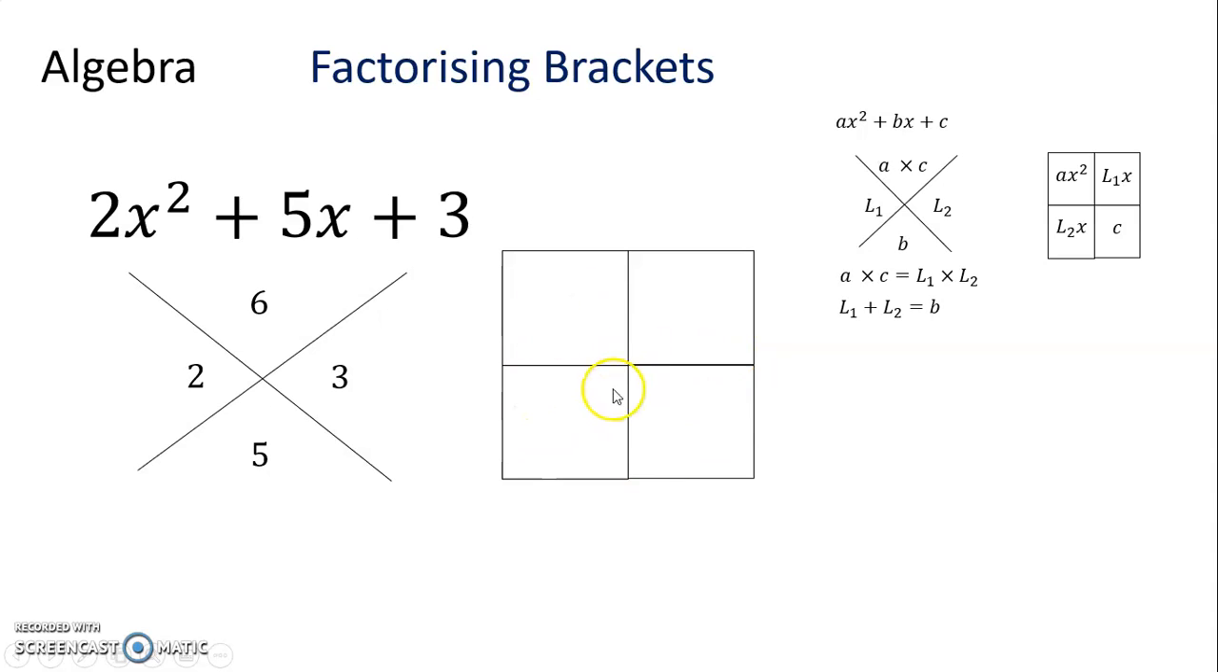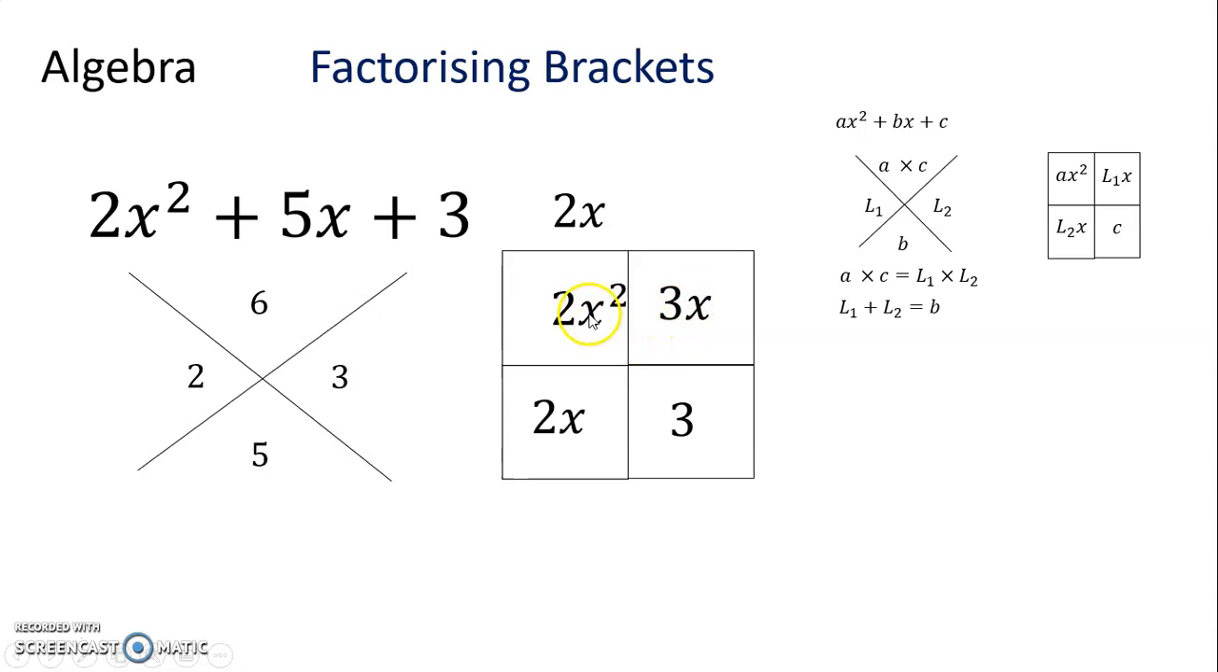So now I'm going to fill in my box. This time I'm going to have 2x squared here, and I'm going to have 3 down here. And these two numbers are telling me the coefficients of the x terms, which are sitting in these parts of the grid. So I'm going to have 3x and 2x. So now I'm looking for my common factors. So common factors of 2x squared and 2x. What's the biggest thing that will divide into both of these? And that actually is 2x. So that's what's going here.